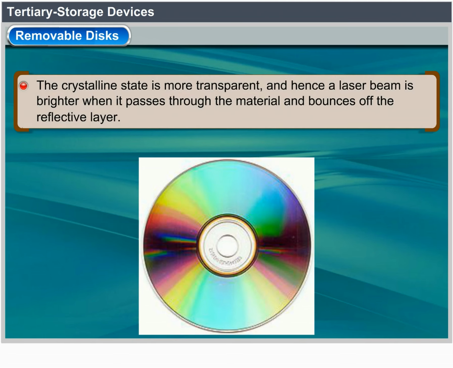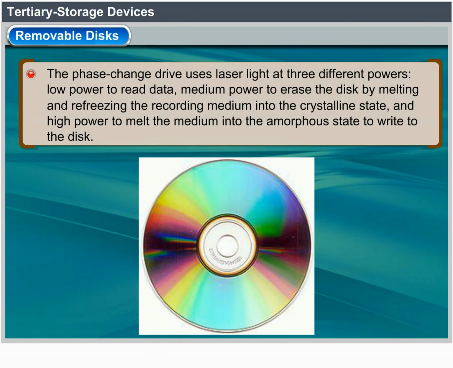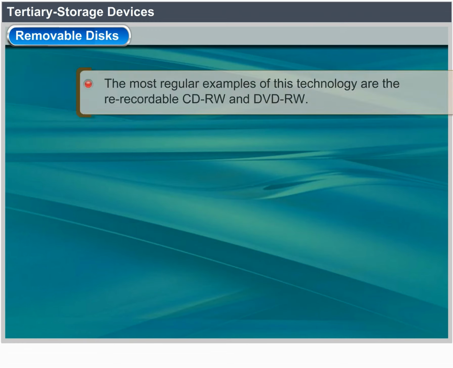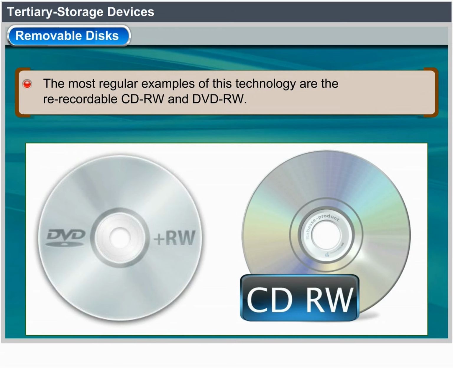The phase change drive uses laser light at 3 different powers: low power to read data, medium power to erase the disc by melting and refreezing the recording medium into the crystalline state, and high power to melt the medium into the amorphous state to write to the disc. The most common examples of this technology are the re-recordable CD read-write and DVD read-write. The kinds of discs just described can be used over and over. They are called read-write discs.